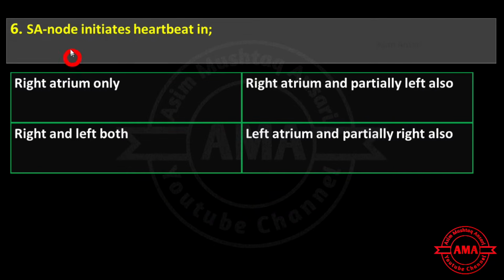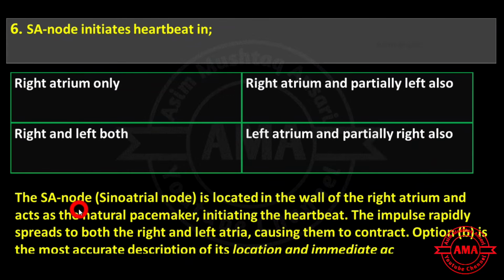Next is, SA node initiates heartbeat in right atrium only, right atrium and partially left also, right and left both, left atrium and partially right also. The SA node, sinoatrial node, is located in the wall of the right atrium and acts as the natural pacemaker initiating the heartbeat. The impulse rapidly spreads to both the right and left atrium, causing them to contract. Option B is the most accurate description of its location and immediate action. So the exact answer is option B, right atrium and partially left also.